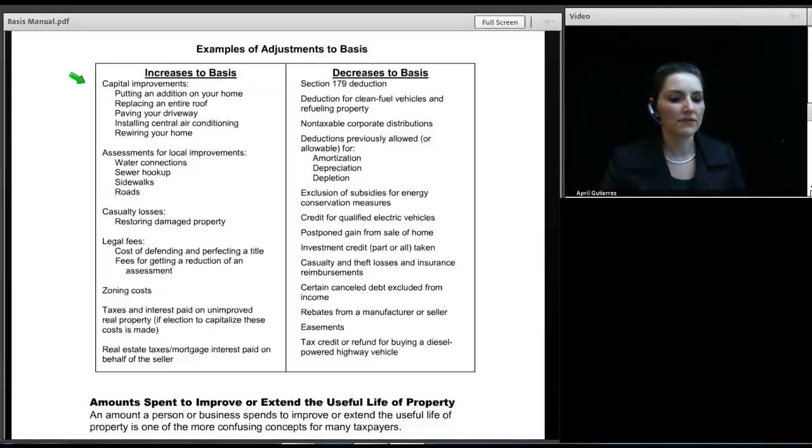And on the increase, we look first at capital improvements, and these include things like putting an addition on your home, replacing an entire roof. Rather than just repairing the roof, you replace the entire roof, rip it off and replace it. Paving your driveway, installing central air conditioning, rewiring your home.